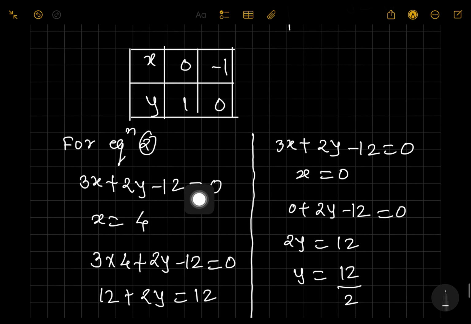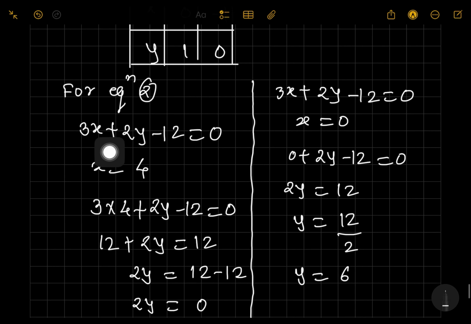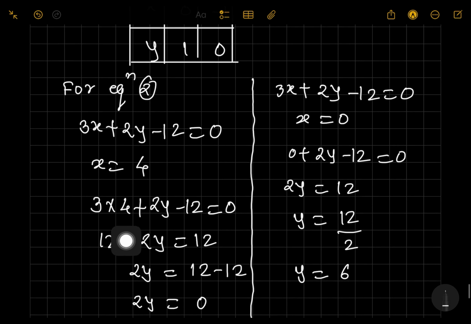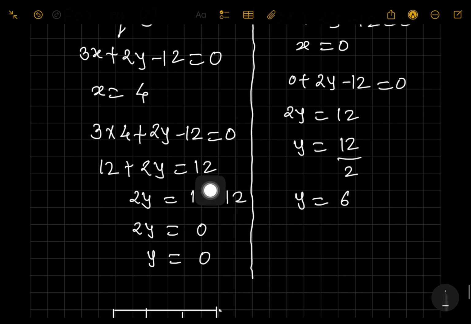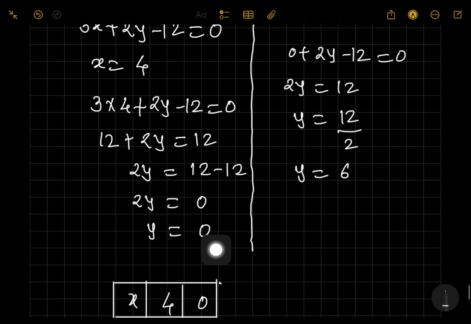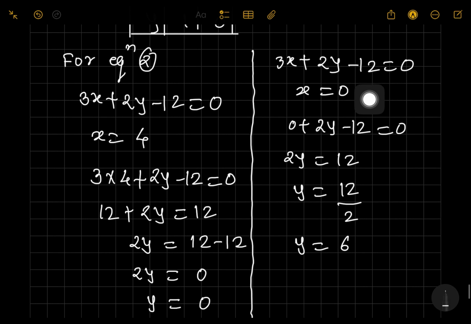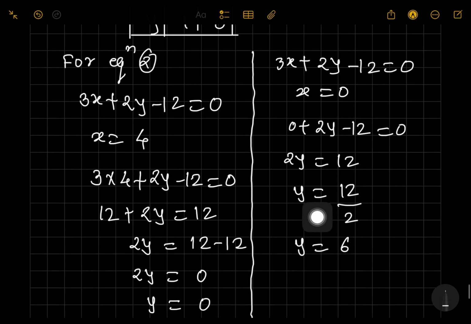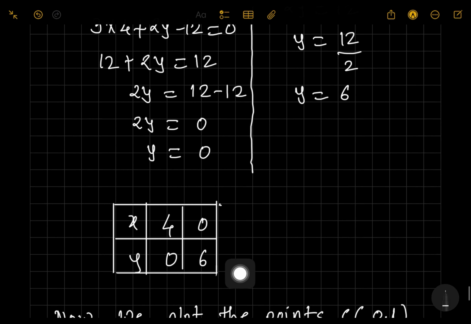For equation 2, in the same way, put x equal to 4. x equal to 4 means 3 into 4, 12. 12 plus 2y equal to 12, this 12 comes to this side, 12 minus 12, 0, so y equal to 0. If x equal to 4, y equal to 0. Then put y equal to 0: 2y minus 12 equal to 0, 2y equal to 12, y equal to 6, meaning 12 upon 2 equal to 6. Here (0, 6).